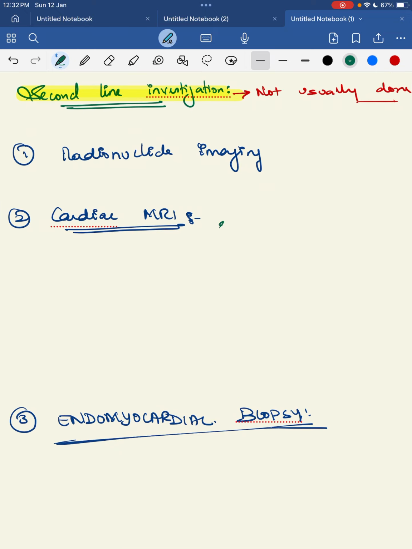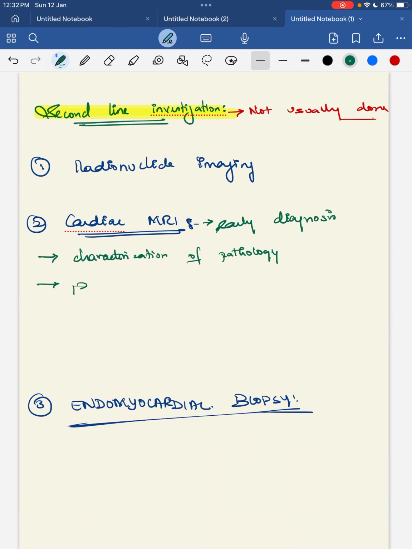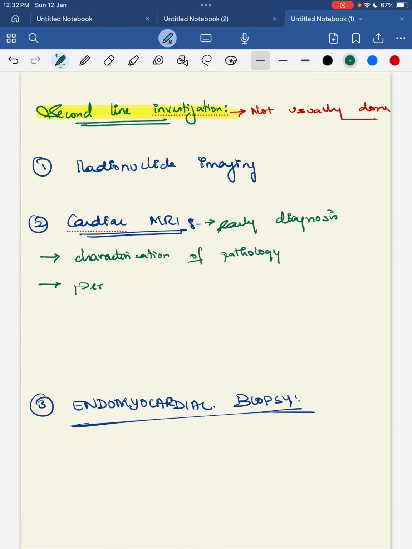Next, third investigation, endomyocardial biopsy. This is not usually done, but this endomyocardial biopsy is the gold standard for diagnosing myocarditis. Fine. Yes, we have finished our investigation part. Next is our treatment part. Treatment is always supportive management only. Here we have divided the treatment part into two. One is for the stable child, another one is for the unstable child.